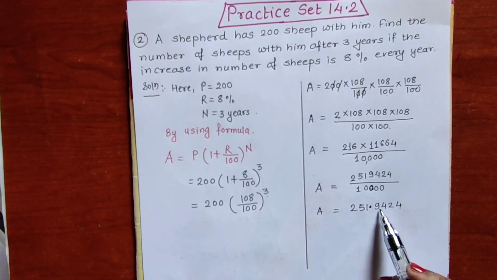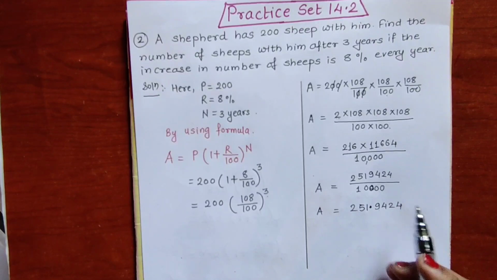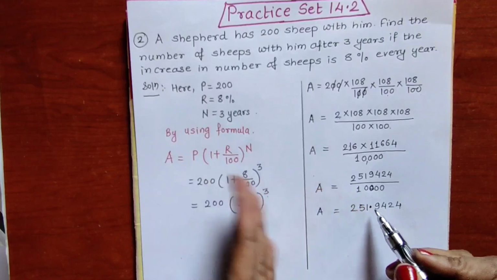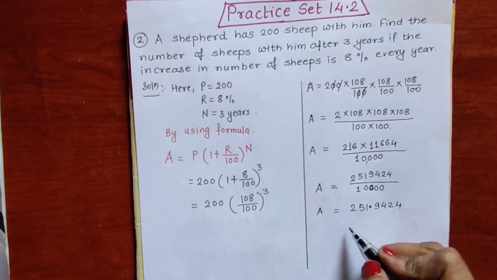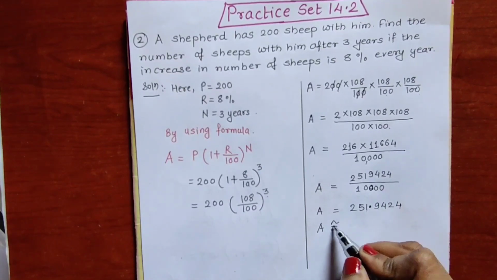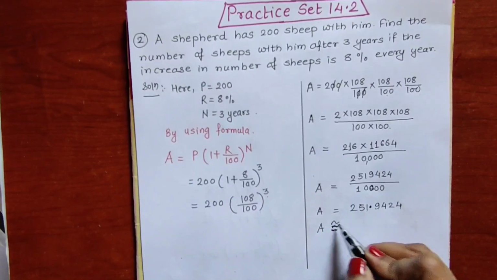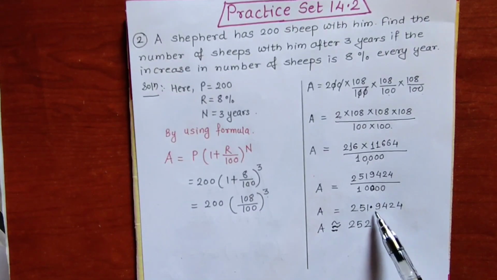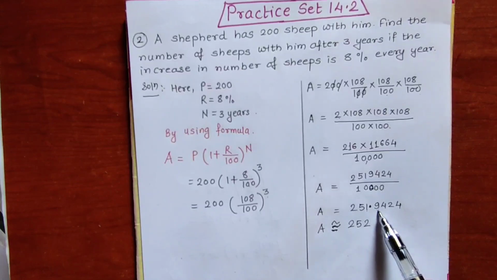251.994. So after the point, if the digit is bigger than 5, what do we do? We remove all the digits after the point and we increase the digit on the left-hand side by 1. That means this 1 will be increased by 1, it will become 2. So I write the approximate sign. This is the approximate sign, okay? I should not put this cross. This is the approximate sign and I will be writing 252 here. So in place of writing all the digits after the point, we increase this last digit by 1, because this number is bigger than 5.